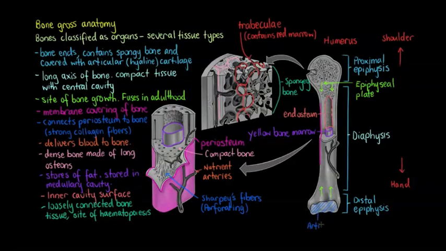Now, before I get too far ahead of myself, I'll just point out that down the bottom here, we can see that articular cartilage on the end of the bone, and also on the top of the bone. I'll just highlight here too.